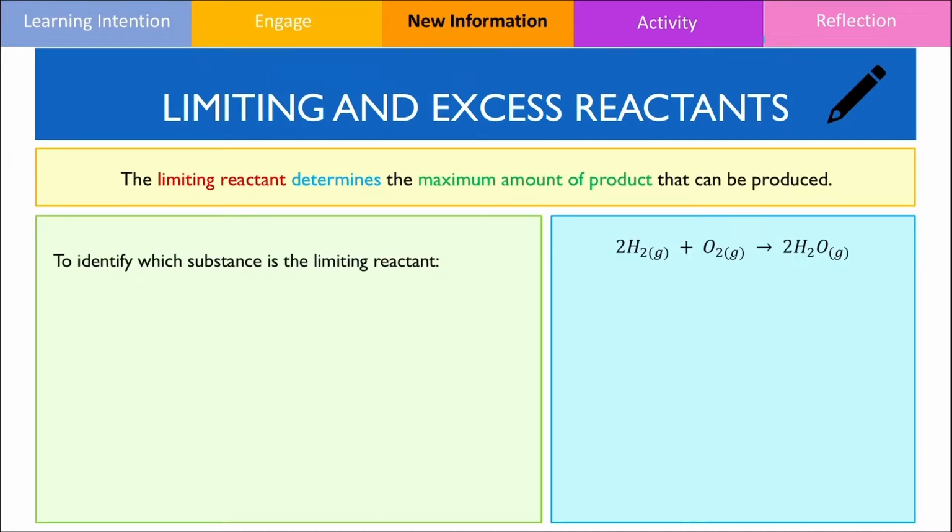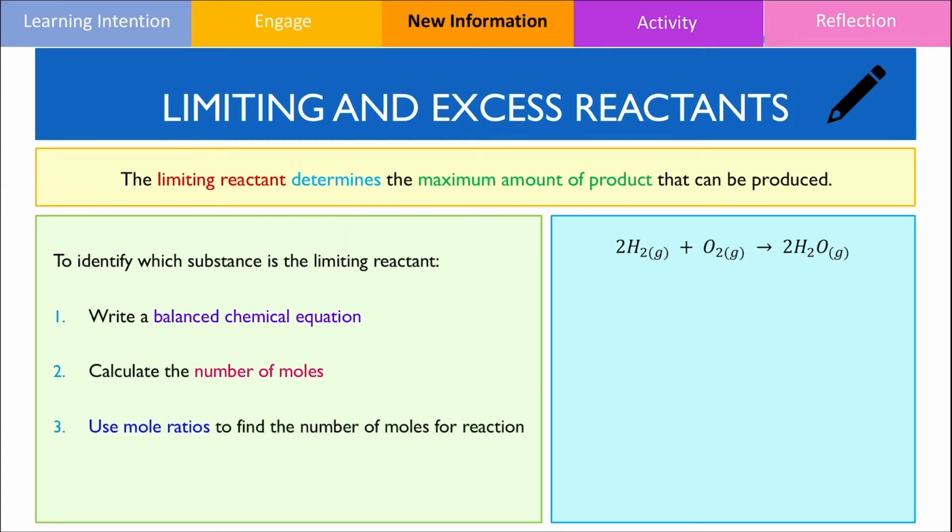To identify the limiting reactant, we need to follow 4 steps. Firstly, we need to write a balanced chemical equation so we can see the stoichiometric ratios. Secondly, we need to calculate the number of moles of each reactant. From here, we then use the mole ratios to calculate the theoretical amount of each reactant from the known substances. And finally, we compare the ratios and search for the lowest quantity to identify the limiting reactant. This will make more sense by going through an example.